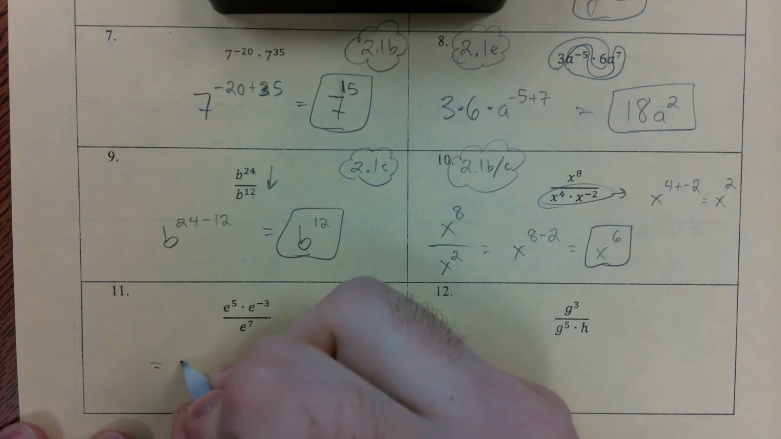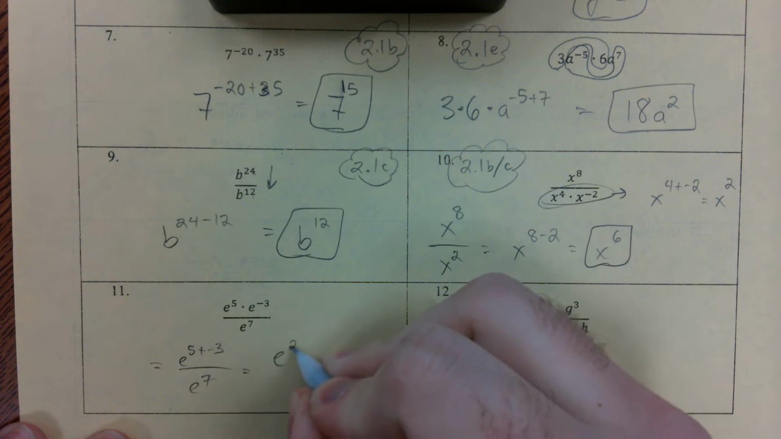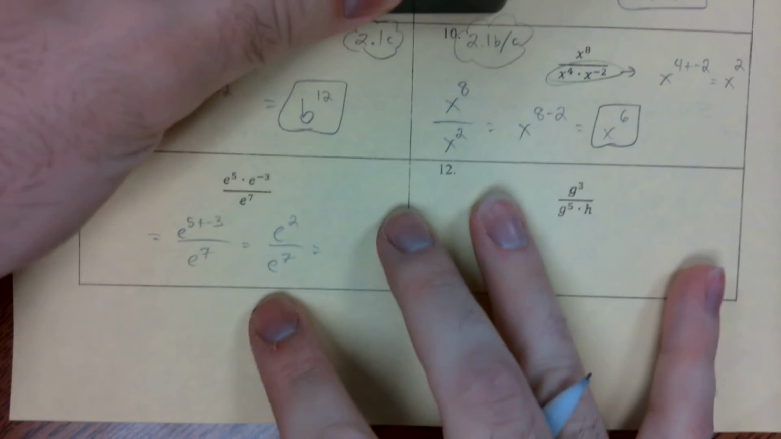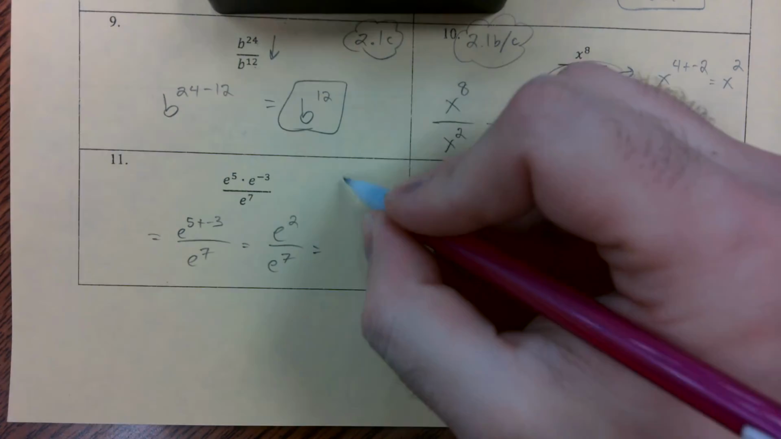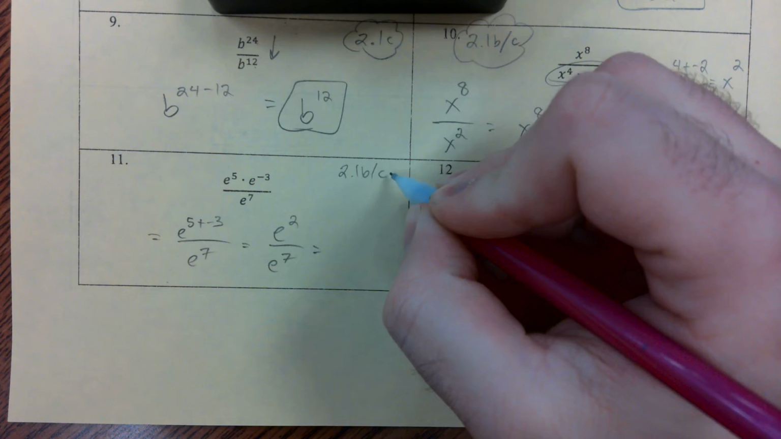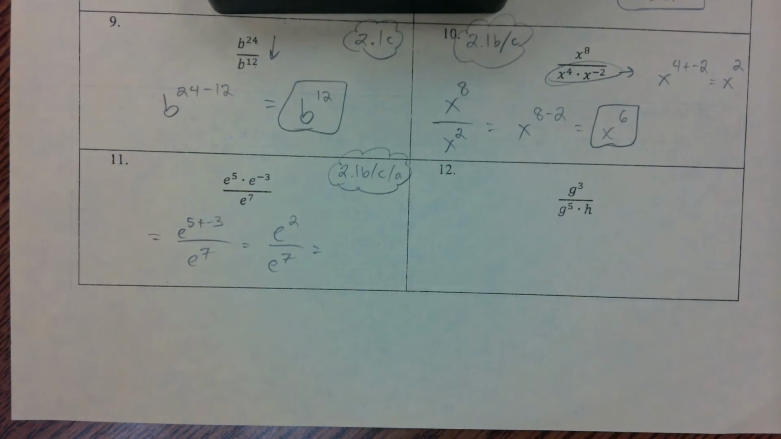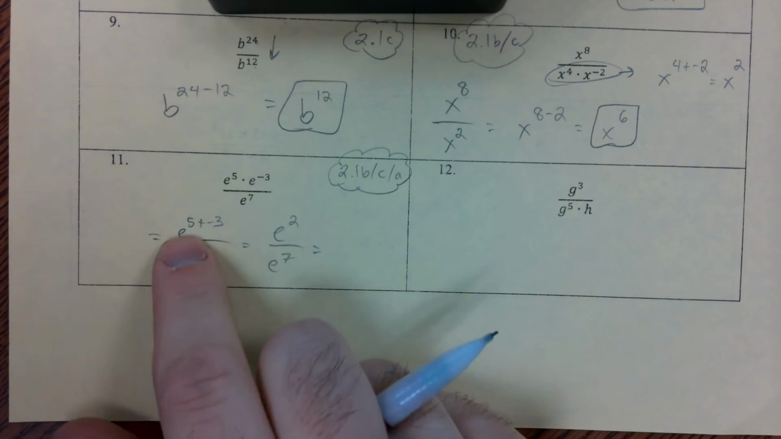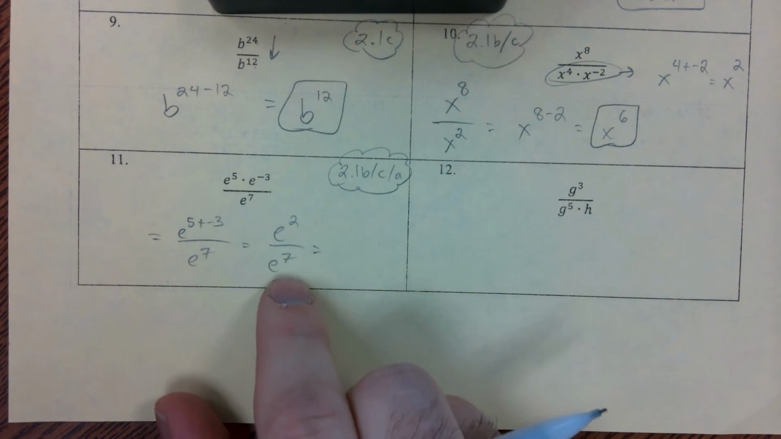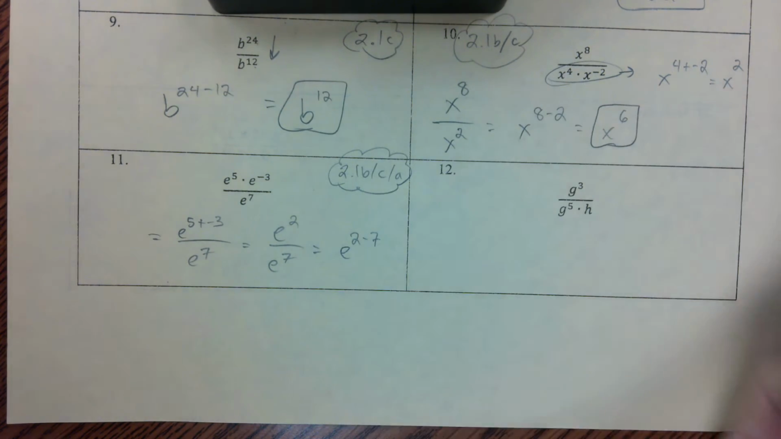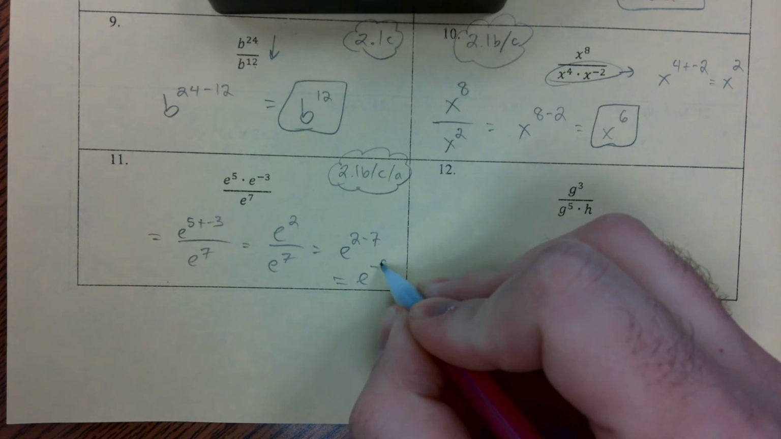Number 11, add the exponents on the top. You get e to the 2nd over e to the 7th. Number 11, we're going to have to use 2.1 A, B, and C. So we used B to get these numerators together. Now we got to use C to subtract downward, giving us e to the negative 5th.